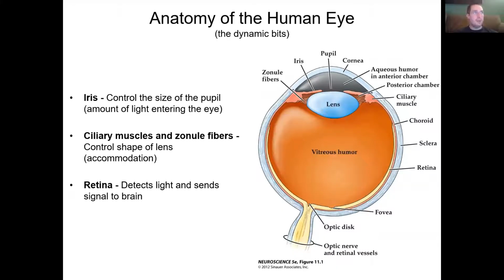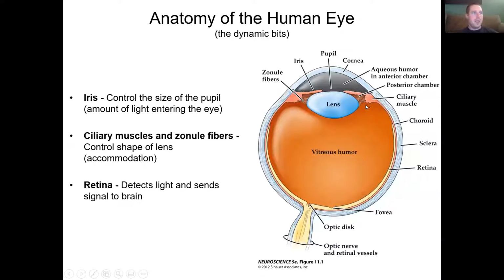Okay, now on to the more dynamic bits of the anatomy of the eye. These are parts that move and do things. First off, in front of the lens, behind the cornea, we have the iris, and this controls the size of the pupil. When the iris constricts, the pupil constricts, and you have less light entering the eye. This would be like if it's very bright out and you don't want to damage your retina with too much light. And then if it's dark out, you could relax the iris, let in a lot of light, and be able to see things better.